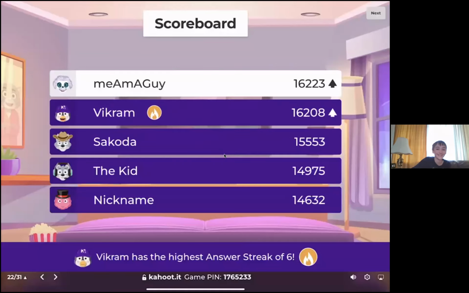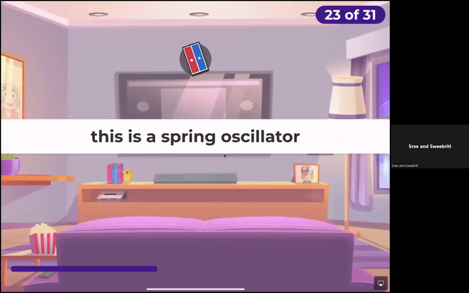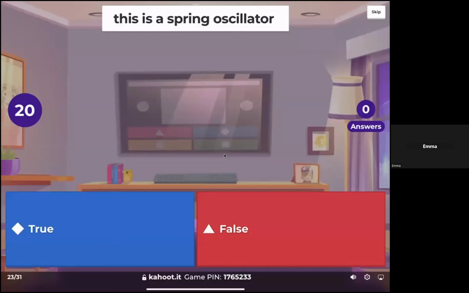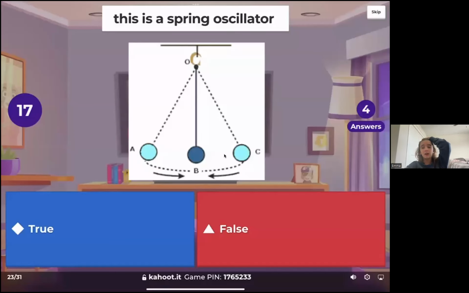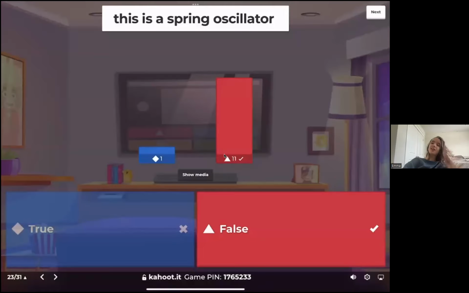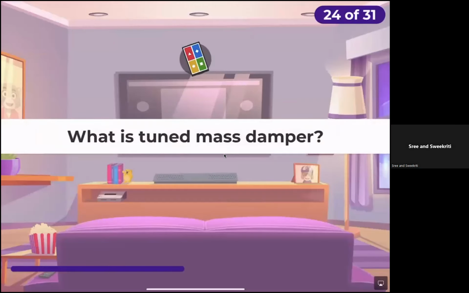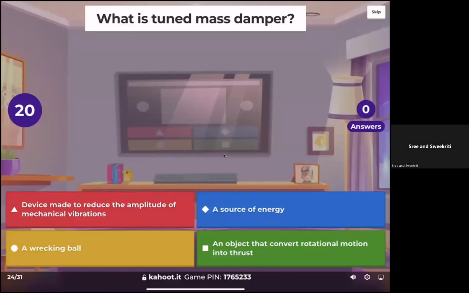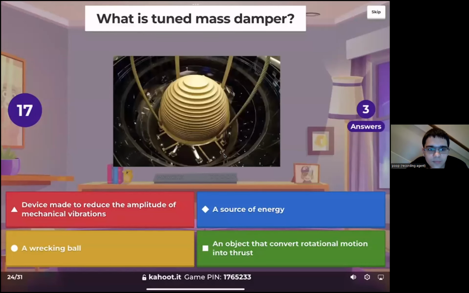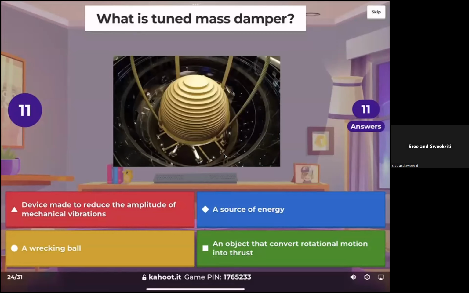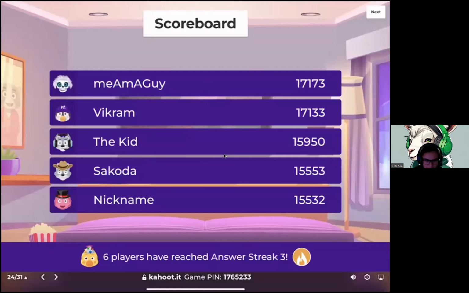Yes, I'm first. I just now realized what the question was. I got it wrong. What's a tuned mass damper? It's a source of energy. It's a wrecking ball. It looks kind of cool, how the pendulum is made. Wrecking ball, that was it.